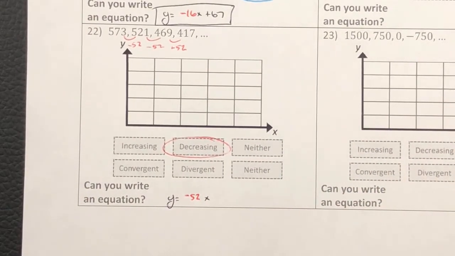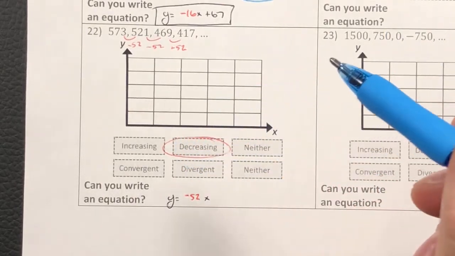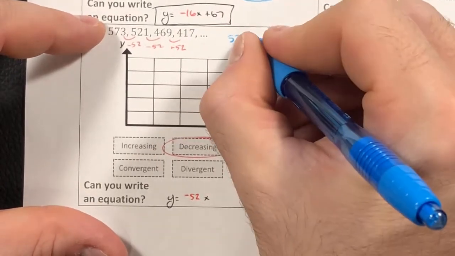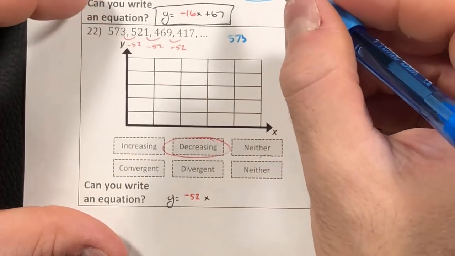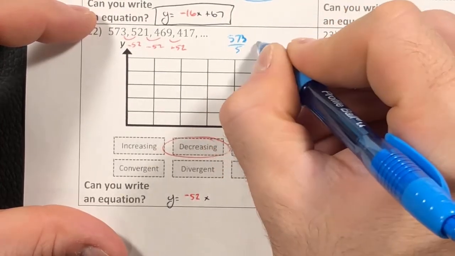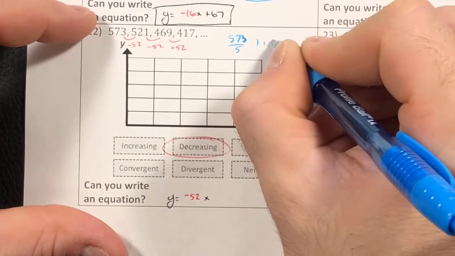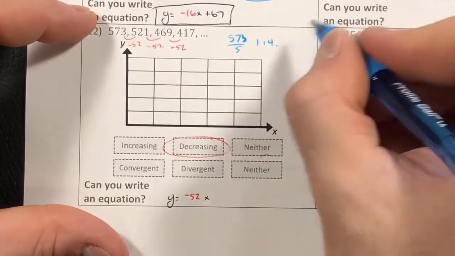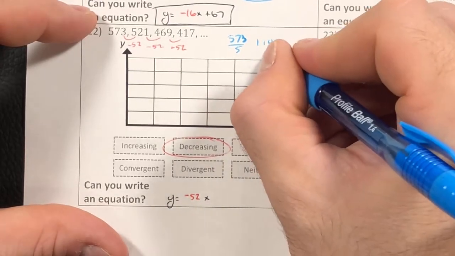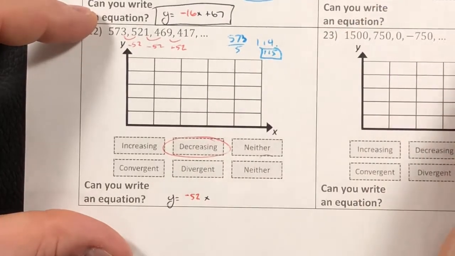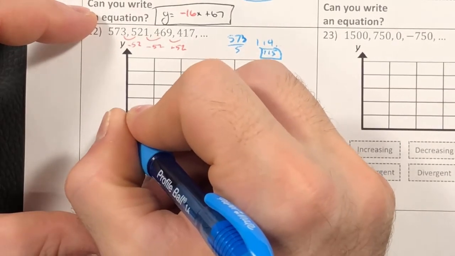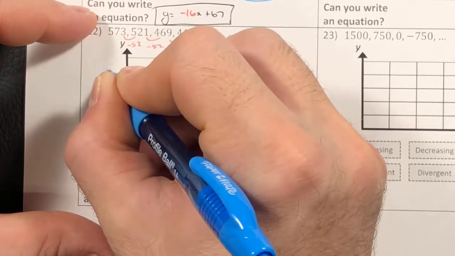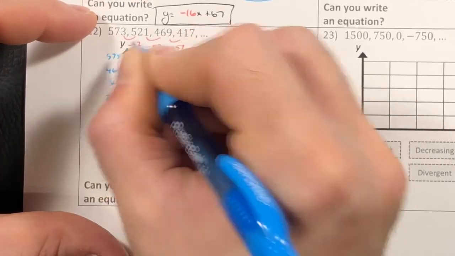Nextly, I need to draw this, and I need to figure out a scale. So I have 5 blocks. I have 573, and I've got 5 blocks. So I'm going to divide that by 5. That's going to be 114 point something. We're not going to worry about that, but I'm going to round that up to 115. That's going to be how much each block is worth. 115, 230, 345, 460, 575.